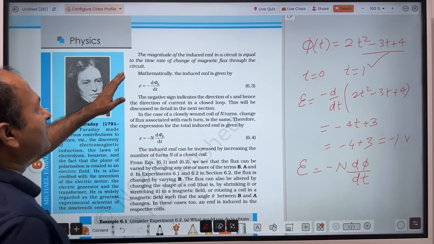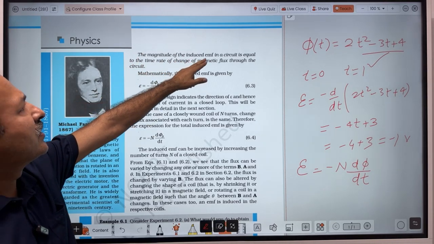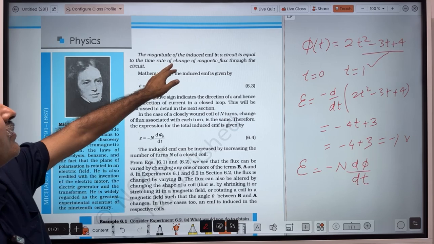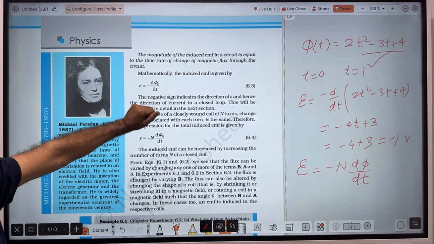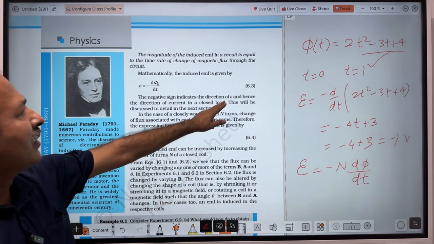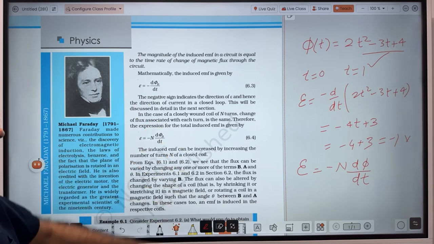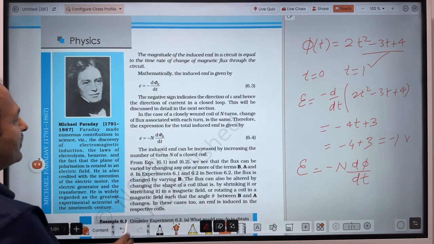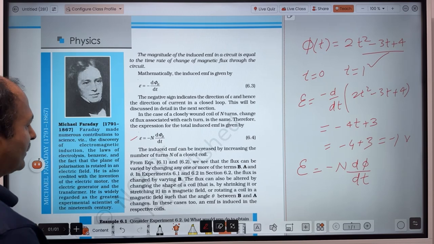So if you wish to read the statement, you can read it. The magnitude of induced EMF in a circuit is equal to the time rate of change of magnetic flux through the circuit, mathematically equal to minus d phi B by dt. The negative sign indicates the direction of EMF and hence the direction of current in a closed loop. This will be discussed in detail later on. And if there are n turns, in that case we write E equal to minus n d phi B by dt, right?